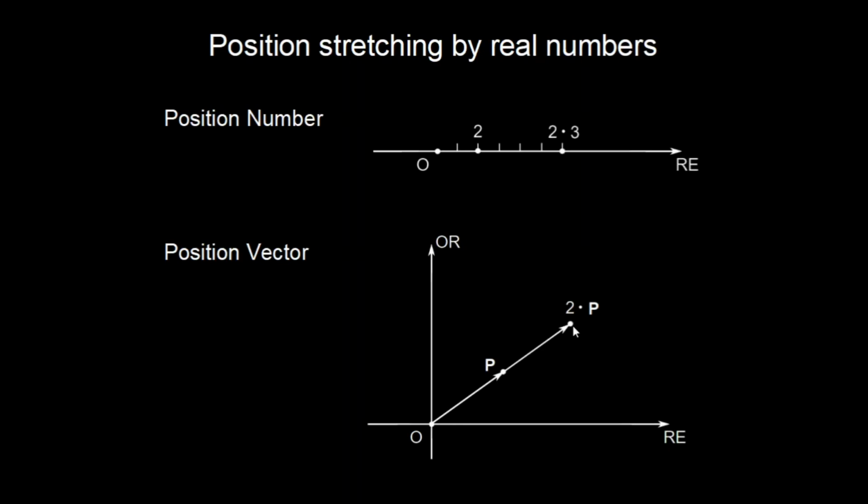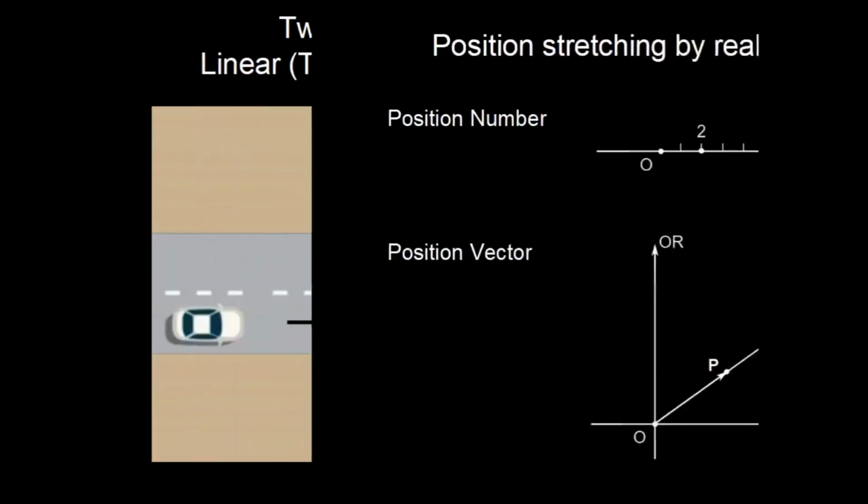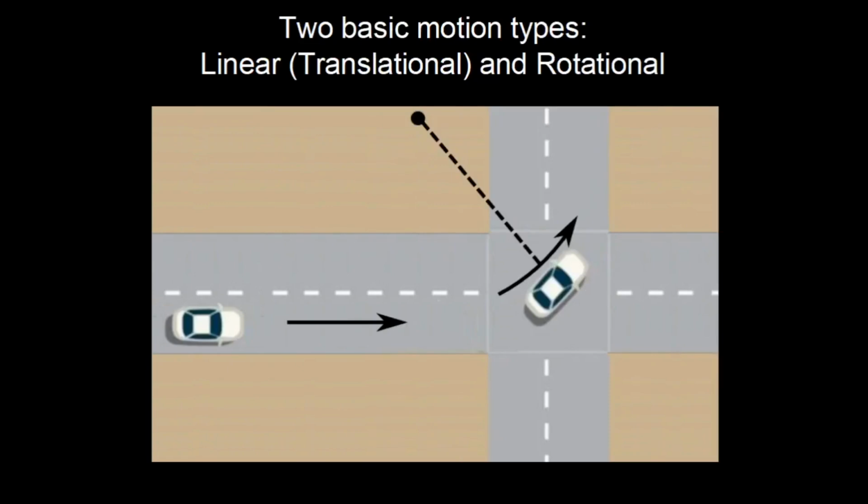Again, as we can see, for the vector, the multiplication by a real number also causes the position stretching only, without direction change. Here, we may notice that the position stretching represents a linear motion, but in real life, besides the linear motion, there is another basic motion type. Two basic motion types. In the physical world, there are two basic types of motion: linear or translational motion, and rotational motion. The linear motion, like the car here, moves along a straight line without direction change.